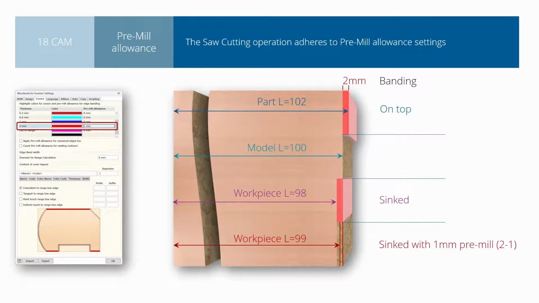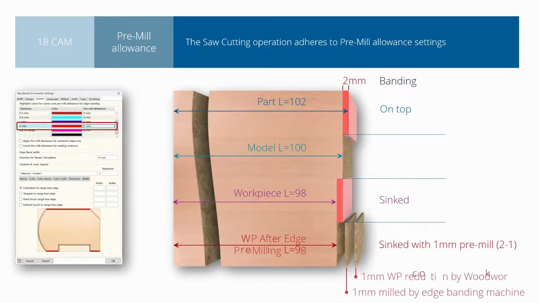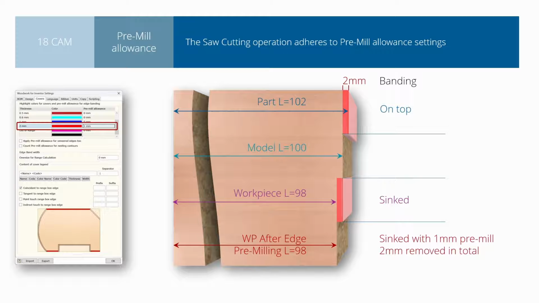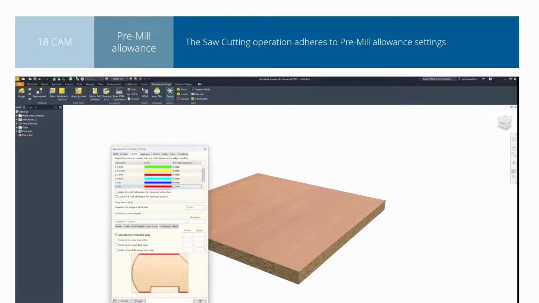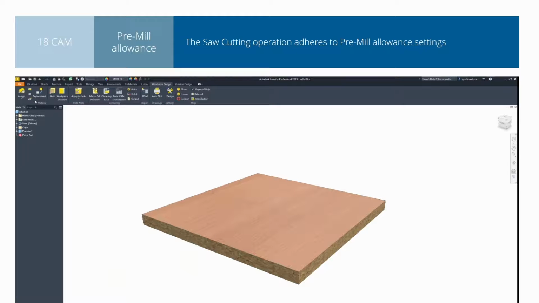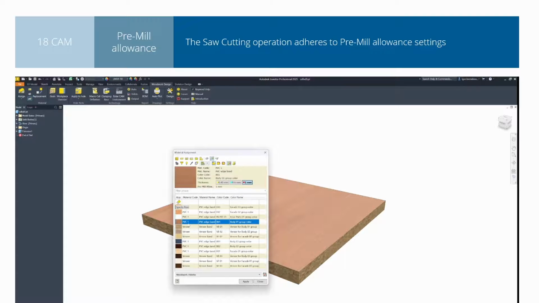Lastly, let's consider sunk edge banding with pre-mill allowance set to 1 mm. Now the workpiece decreases only by the difference between the thickness of the edge banding and the pre-mill allowance value. The remaining 1 mm will be removed by the milling tool of the edge banding machine. By utilizing the pre-mill allowance option, the final geometry just before applying the edge banding appears the same as in the case of sunk edge banding. When we apply the edge banding, it will be flush with the edge. Woodwork takes into account the pre-mill allowance settings and performs the saw cutting operation, leaving 1 mm for the milling tool of the edge banding machine.